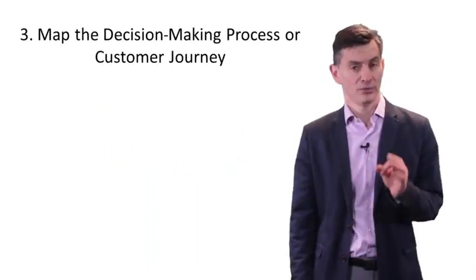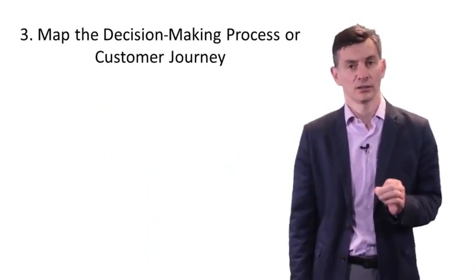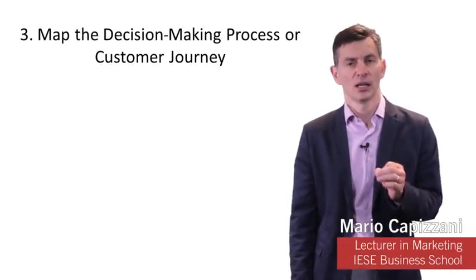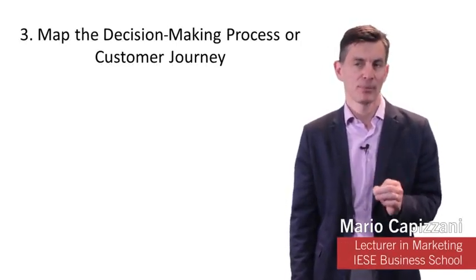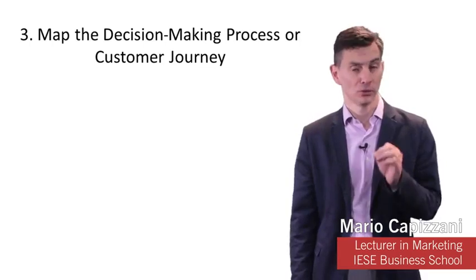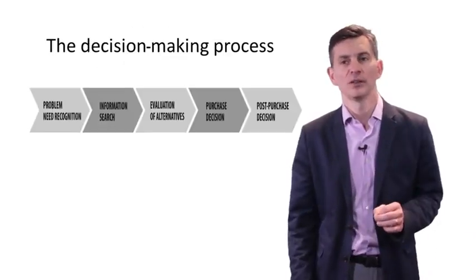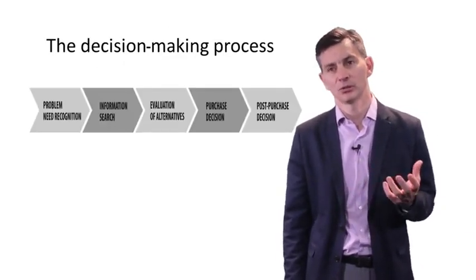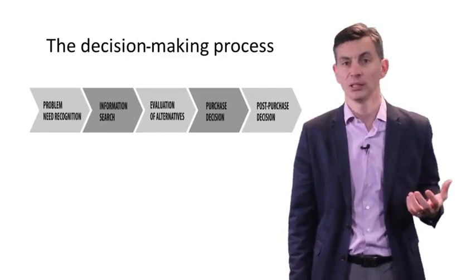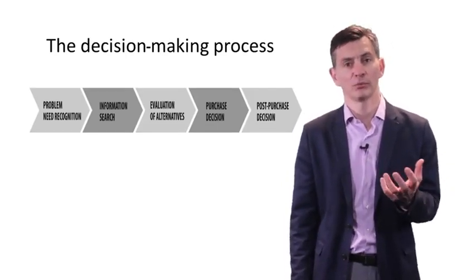Good. Now that we have selected who the actual target is for our communication campaign, let's make sure that we map what the decision-making process or the customer journey is. This is what a typical customer journey looks like. As you can imagine, it first begins with the customer recognizing the problem.